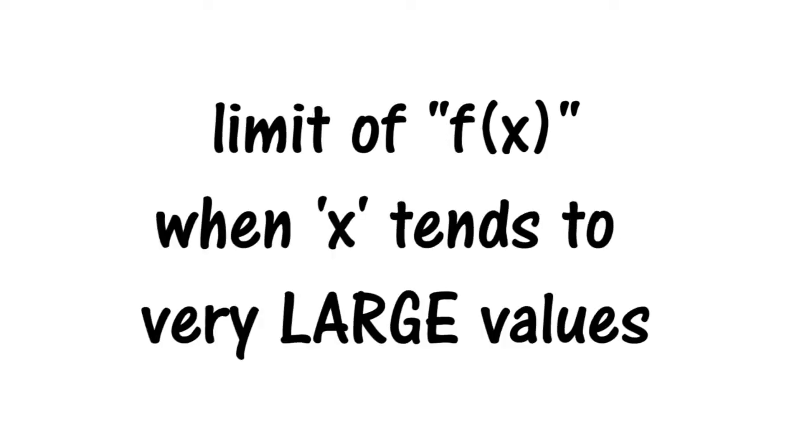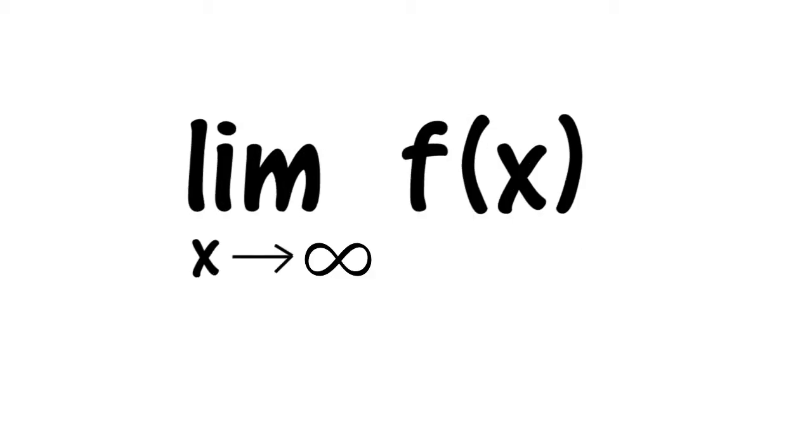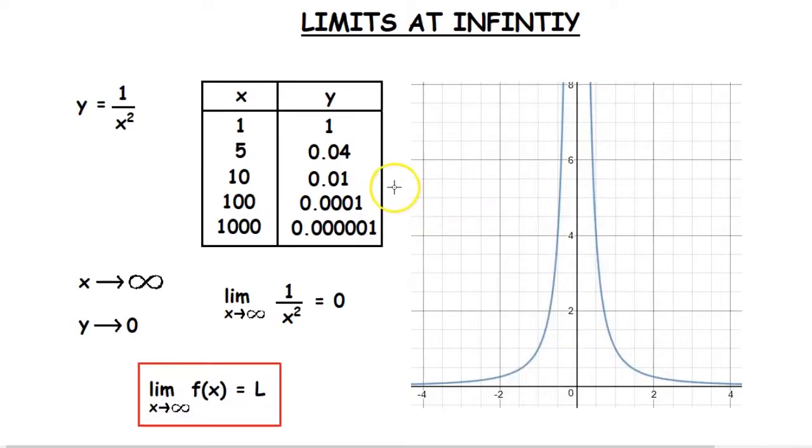Today we will look into the limit of a function f(x) when x tends to very large values, that is, the limit of a function at infinity. To understand this, have a look at this function y equals 1 over x squared. If we find the values of x versus y, we can see here that as x approaches larger and larger values, y becomes closer and closer to 0.